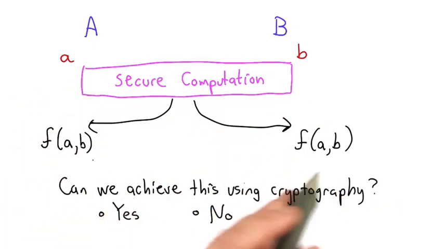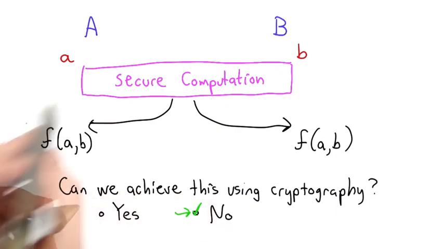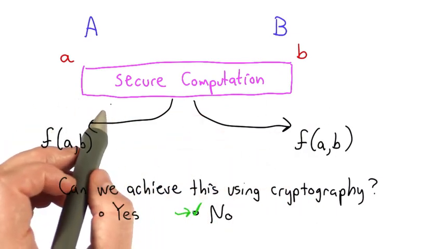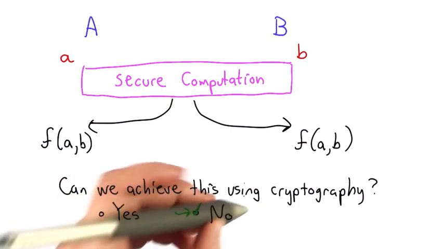So now it's time for a question, sort of a trick question, but if you were paying attention at the beginning of this unit, you'll be able to answer it correctly. Can we achieve this property using cryptography? The answer is no. We're going to talk about a cryptographic protocol that does this, but actually achieving what we want depends on lots of other things.